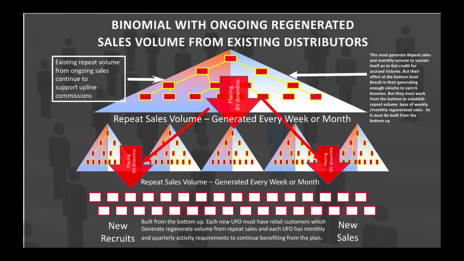So the way it needs to work is the existing repeat volume from the ongoing sales continues to support the upline commissions because it's being built from the bottom up. So when you build from the bottom up, each new UFO must have retail customers which generate and regenerate volume from repeat sales, and each UFO has monthly requirements and quarterly activity requirements to ensure that if they're going to be in the game and get paid and get credit and continue benefiting from the plan, they're producing their share of volume so the equation balances.